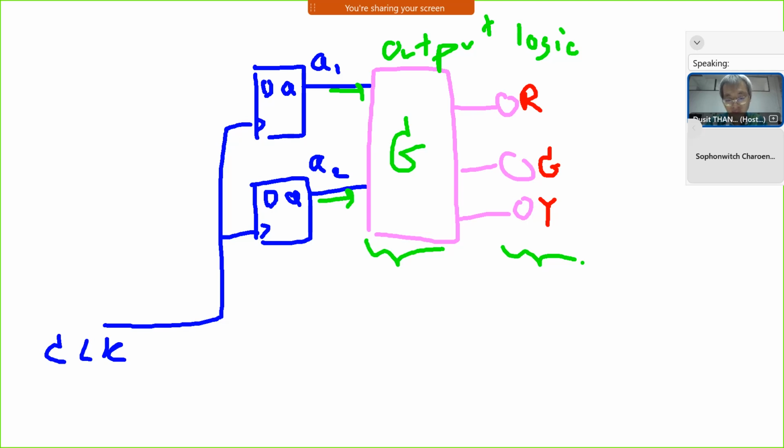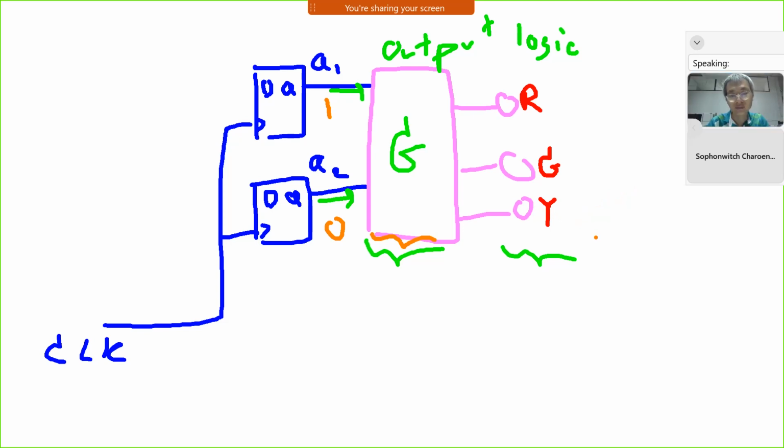For example, if the value of Q1, Q2 is 0,0, you may design circuit G to make lamp R, or red, turn on. When it changes state to 0,1, it may let the green output turn on. If the input of the output logic circuit G is 1,0, it may decide to make the yellow output turn on.